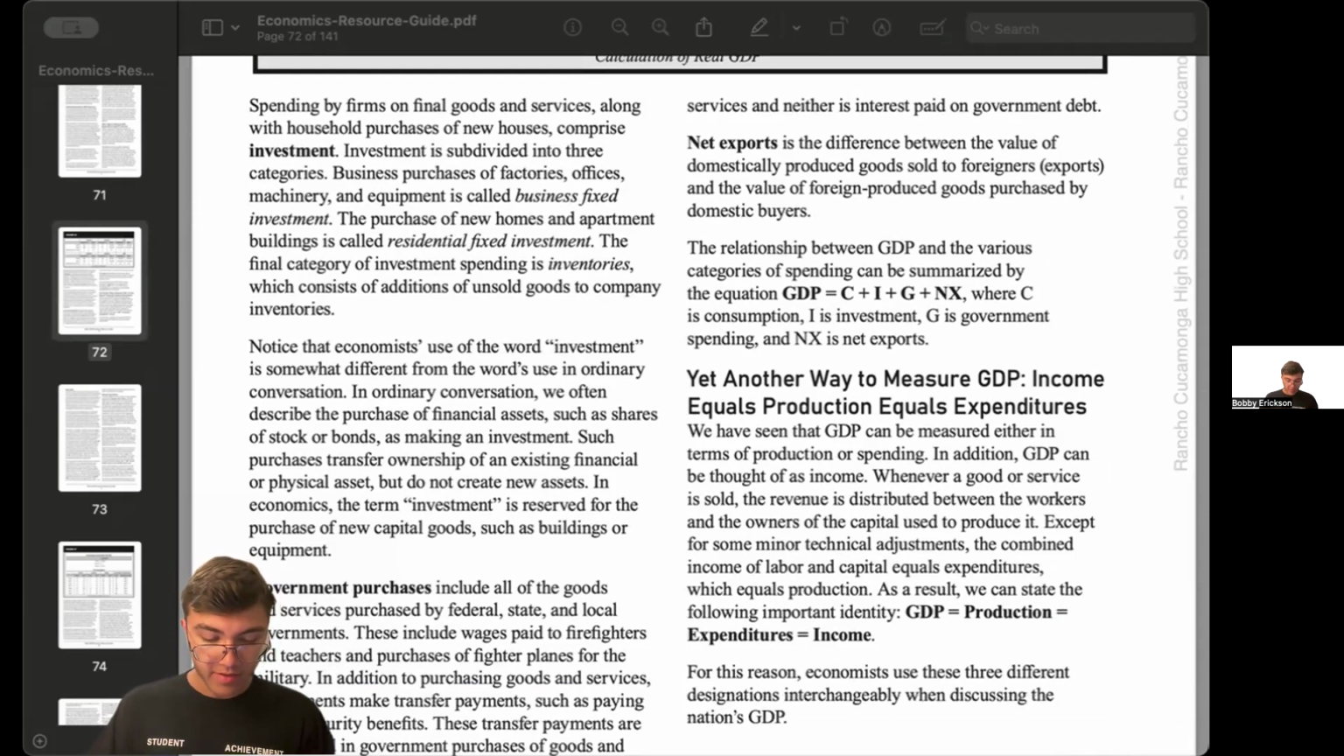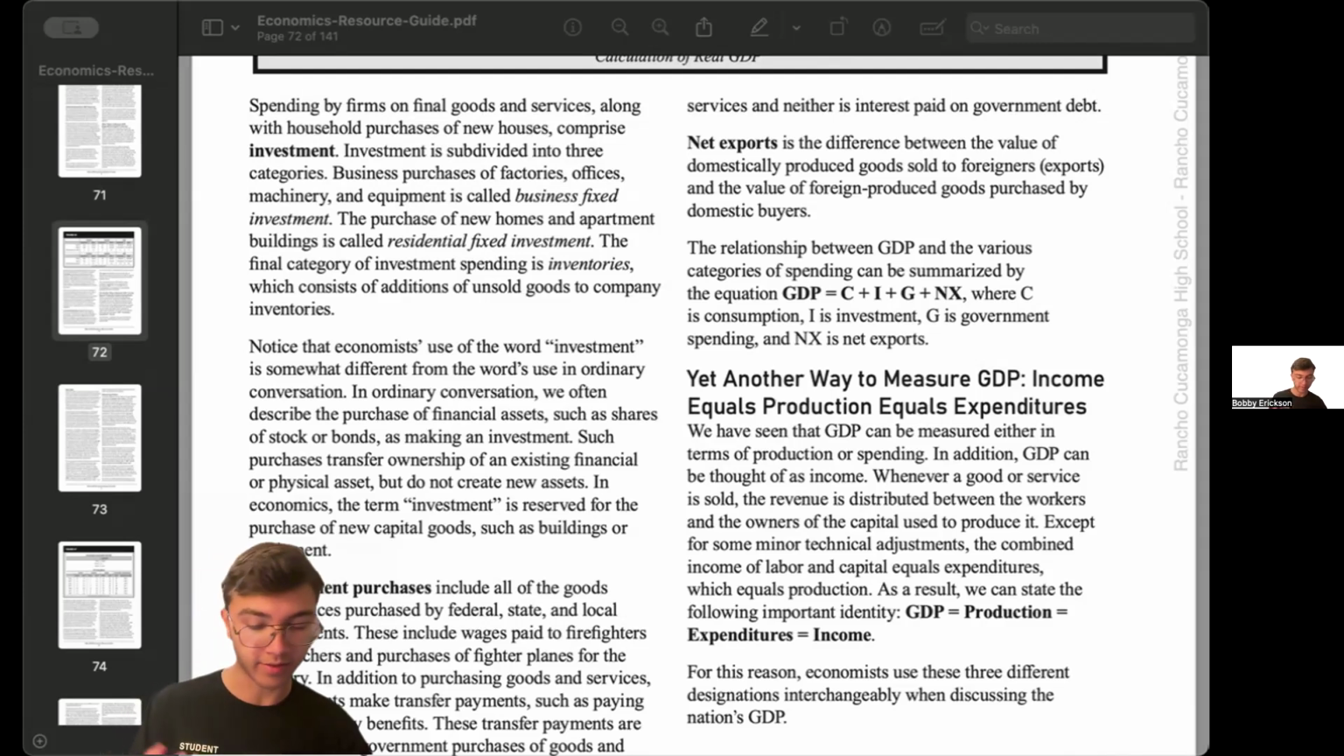Now, investment is clearly different in the eyes of an economist versus the eyes of just a normal person using the word investment. So we would usually use this to describe purchasing financial assets such as stocks or bonds, like making an investment. And this transferring ownership of already existing financial or physical assets that don't create new assets are not included because they are not creating new assets, which is what GDP here is measuring. And so investment is reserved for the purchase of new capital goods, such as buildings or equipment. So if you're buying something new, then that's going to be an investment, unless you're from the household, with the exception of housing, which is residential fixed investment.